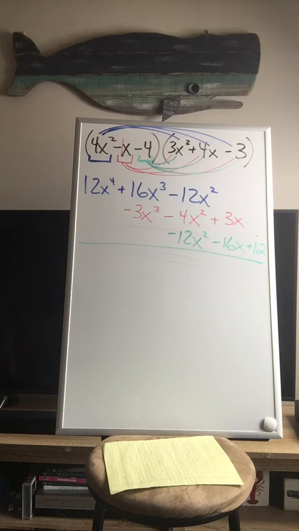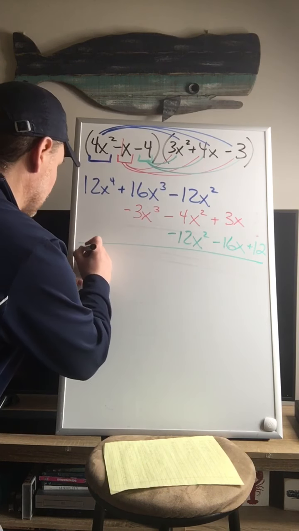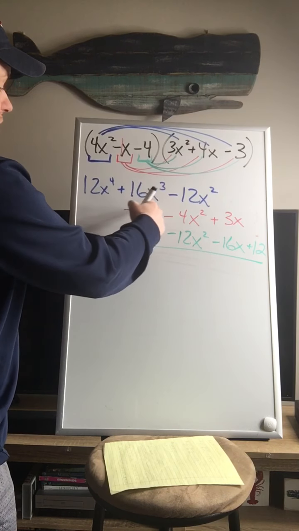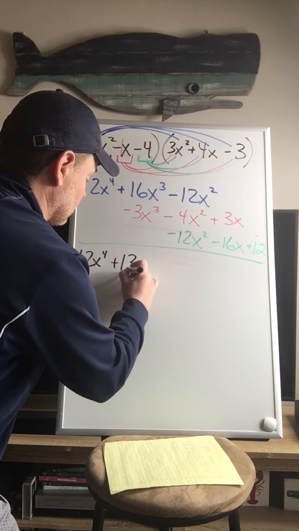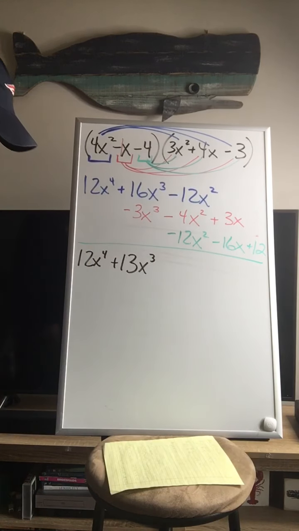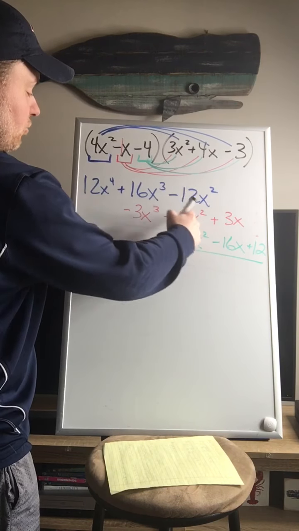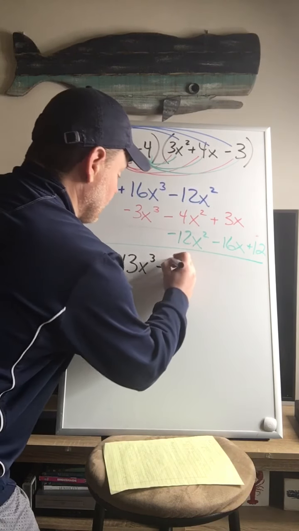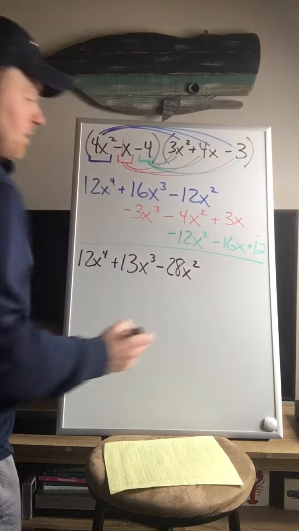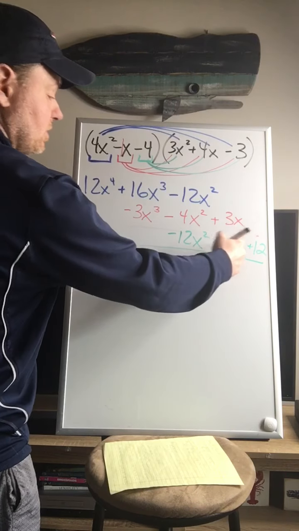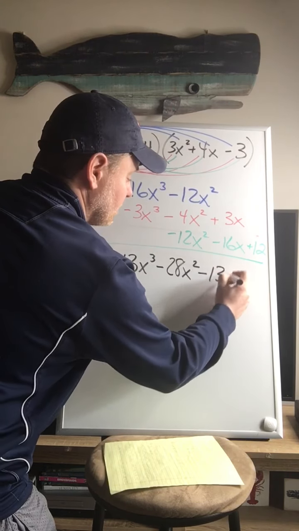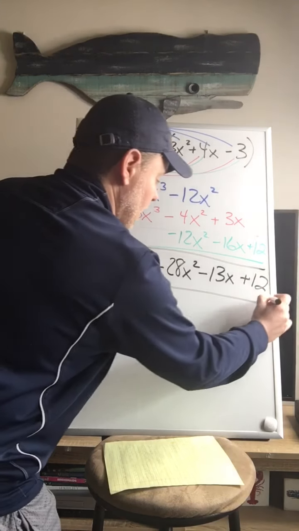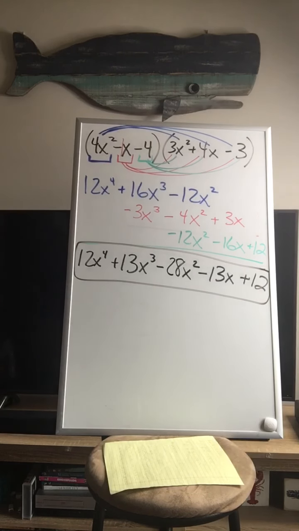And when I combine the like terms, the 12x to the 4th doesn't have anything to combine with. 16x cubed minus 3x cubed is 13x to the 3rd power. Minus 12, minus 4, and minus 12, add those all up, combine them, and it makes minus 28x to the 2nd. 3x minus 16x, that's minus 13x. And then the constant 12 doesn't have anything to combine with. So that would be our final answer right there.